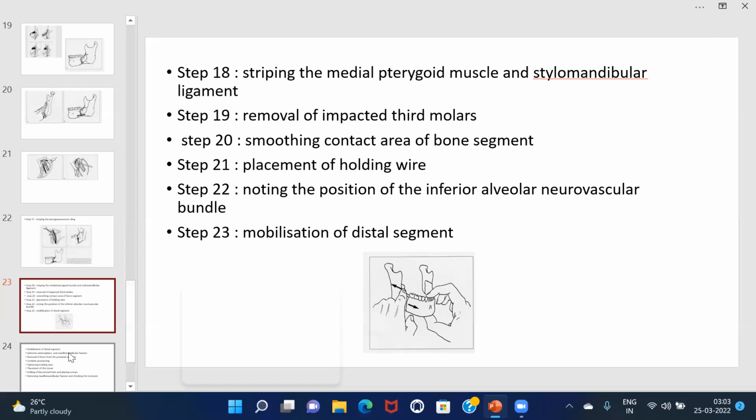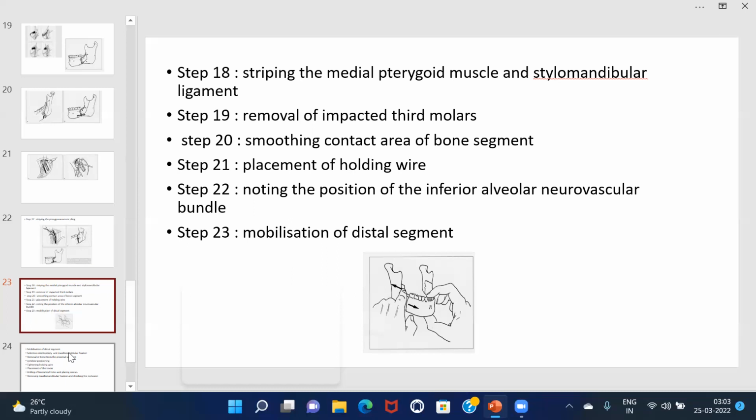Now, step 23, the third molar. The third molar or its socket, after removal of the tooth, will influence the placement of the bicortical screws. Thus, the position and the size of the tooth or socket should be noted to ensure later safe placement of the bicortical screws.